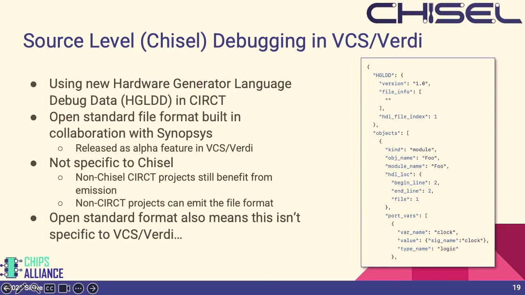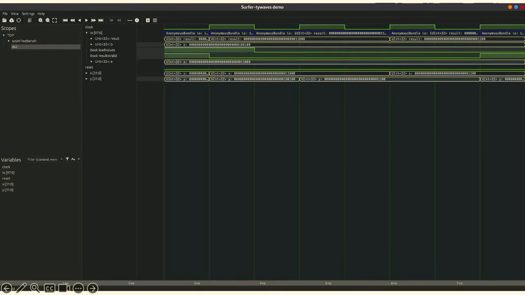It was built in collaboration with Synopsys, but it's not specific to Chisel, and it's not specific to Synopsys, so anyone else can implement it in their waveform viewer, and anyone else can generate it, and you can get source level debugging just like we have. And so that means that people in the open source community have already found it. So this is also extremely hard to see, so sorry about that.